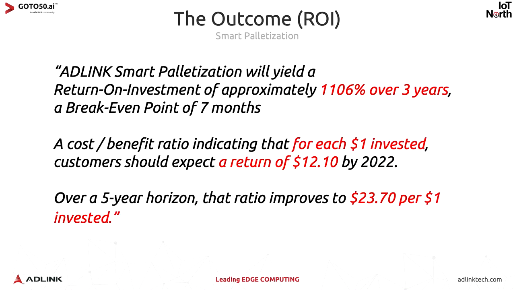Working with one of our clients, we enabled them with the ADLINK smart palletization solution for the distribution of their meat products. This is a statement from the customer. The key ROI takeaways are that it enabled a return of investment of approximately 1,106% over 3 years, a quick break-even point of 7 months of their investment, and a cost-benefit ratio indicating that for every $1 invested, customers should expect a return of $12.10 by 2022. Over a 5-year horizon, that ratio improves to $23.70 per $1 invested. I'm sure you'll agree that's pretty impressive.